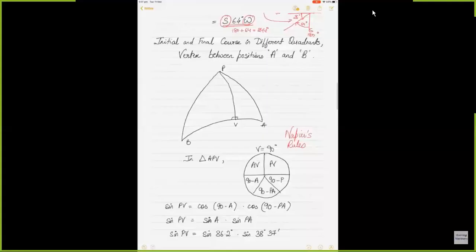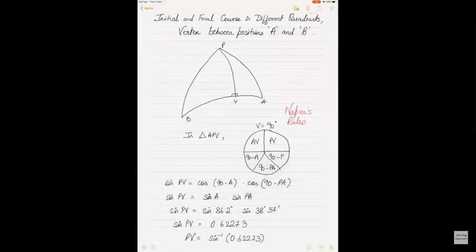So now to calculate the vertex when initial and final courses are in different quadrants: your vertex will lie between the A and B points. In this case, your initial course was in the northwest quadrant, as understood above, and your final course was in the southwest quadrant, as we found out before. So because the initial and final courses are in different quadrants, the rule of thumb is that the vertex lies between A and B.